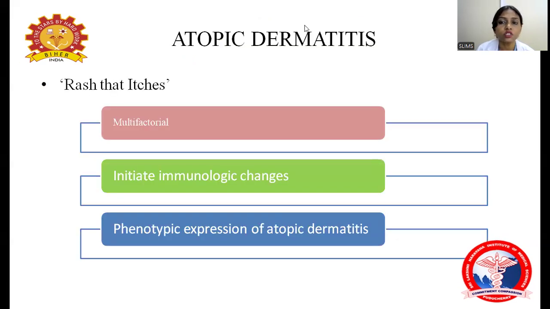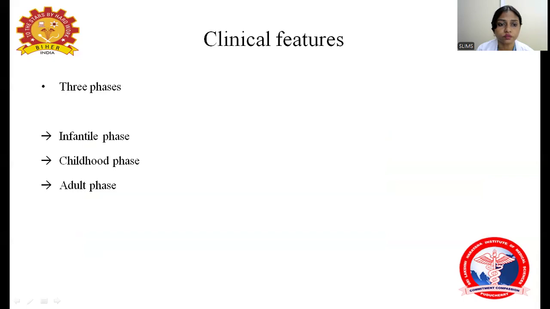Now let us see a few points about atopic dermatitis. Atopic dermatitis is a rash that itches. There are many causes of atopic dermatitis, and any one particular cause cannot be pinpointed. It is multifactorial, and there are also various immunological factors which play an important role in atopic dermatitis. And it also depends upon the phenotypic expression of the atopic dermatitis.